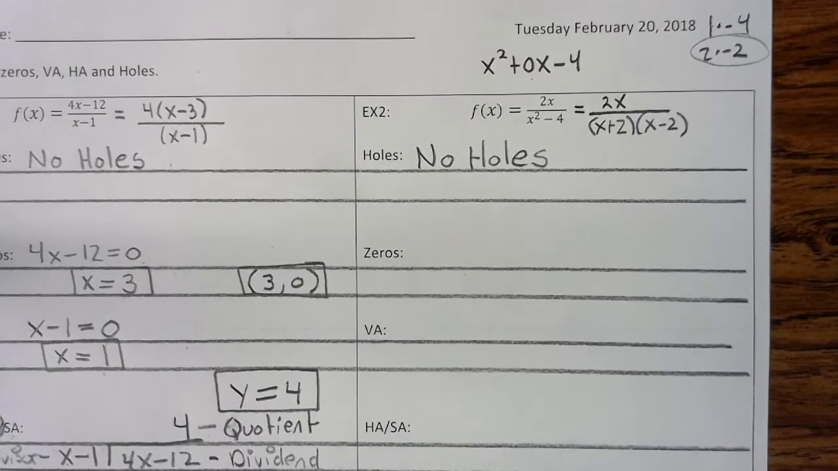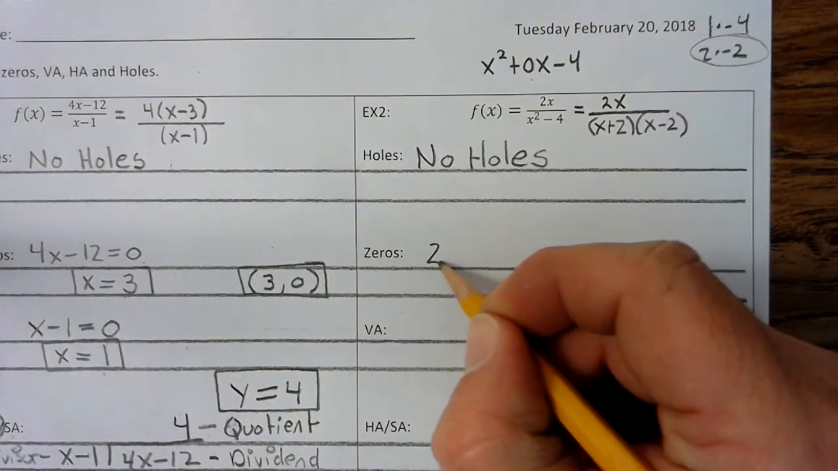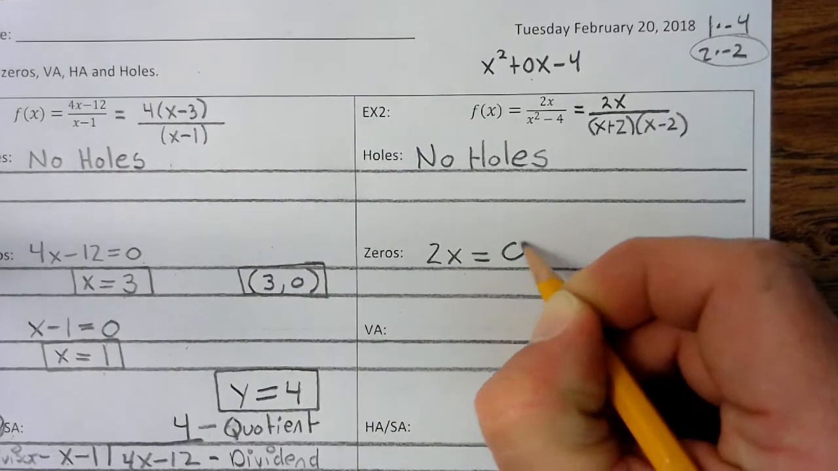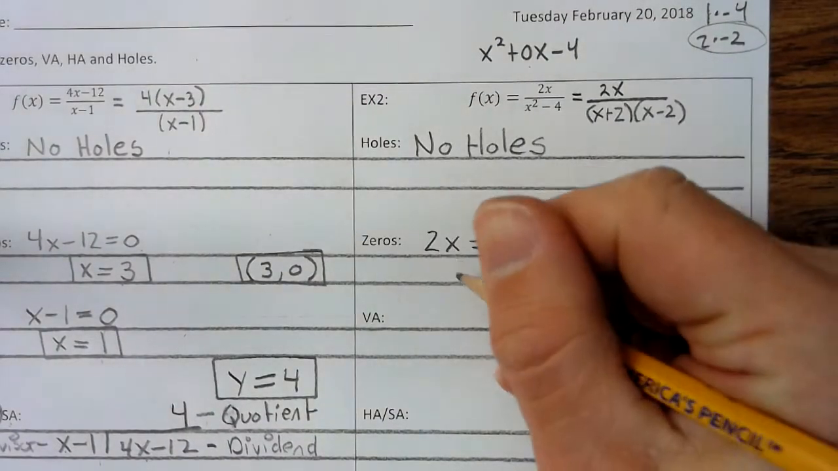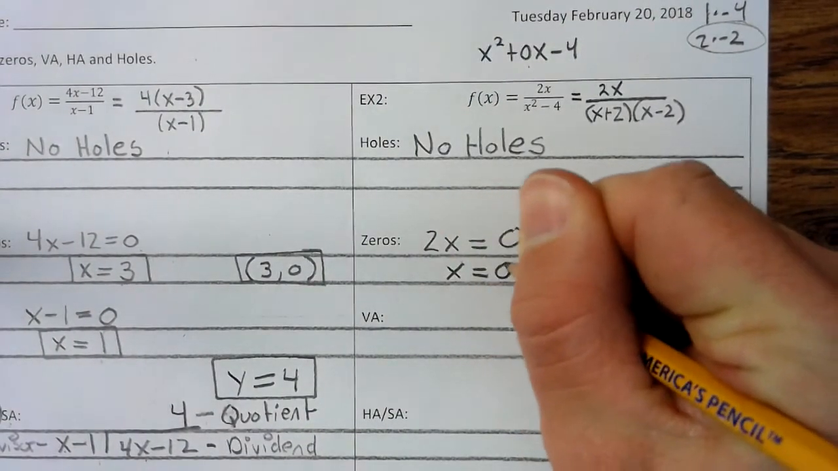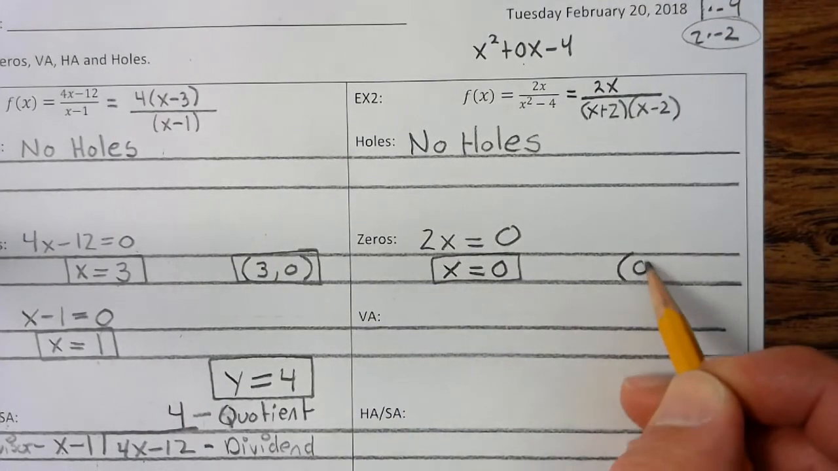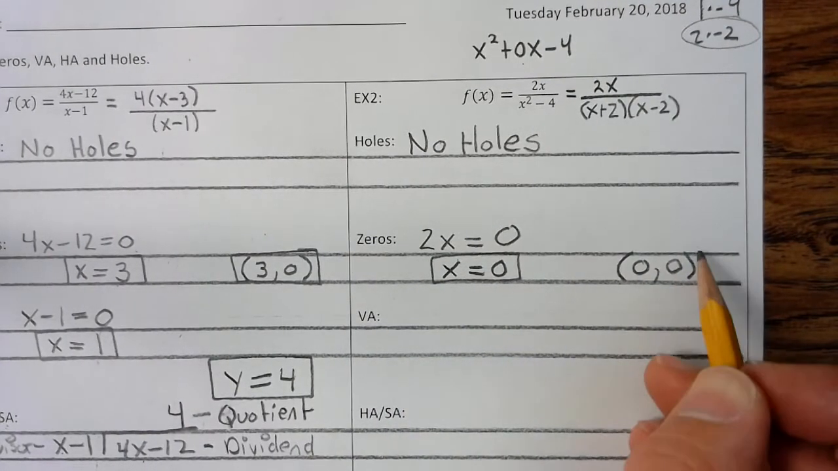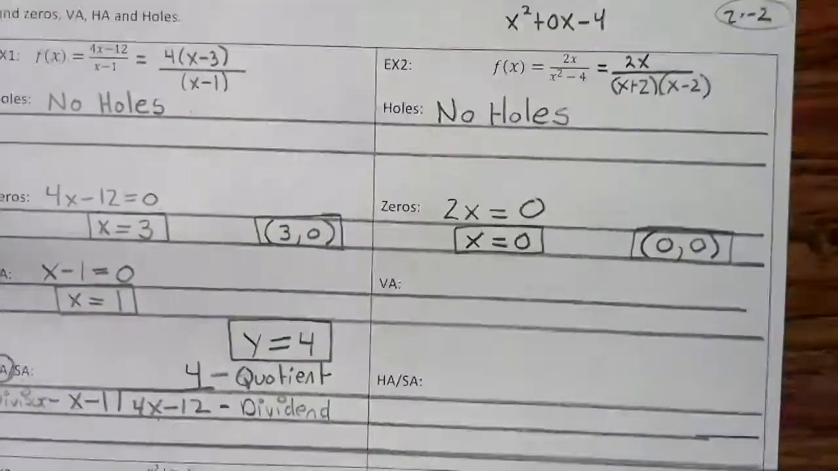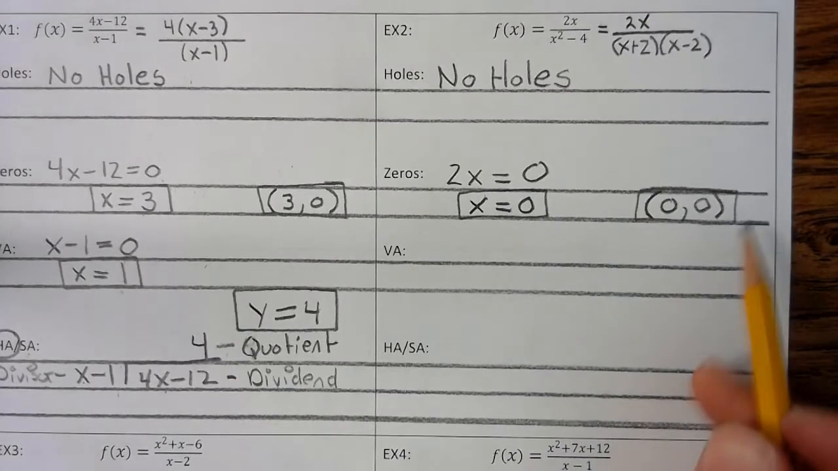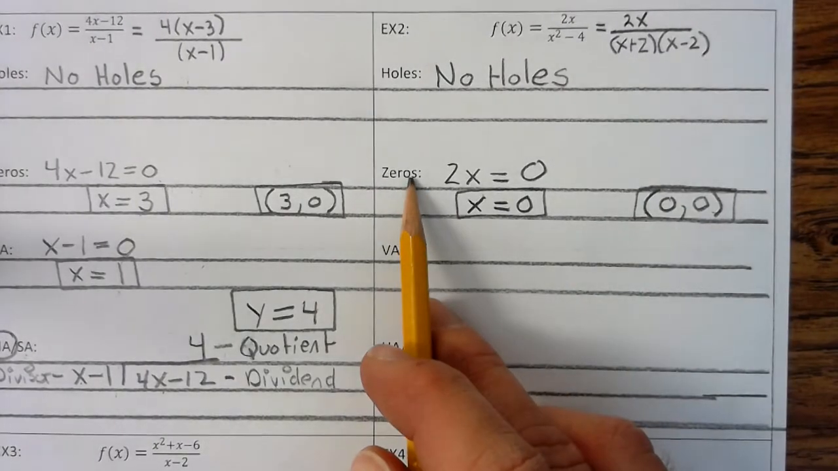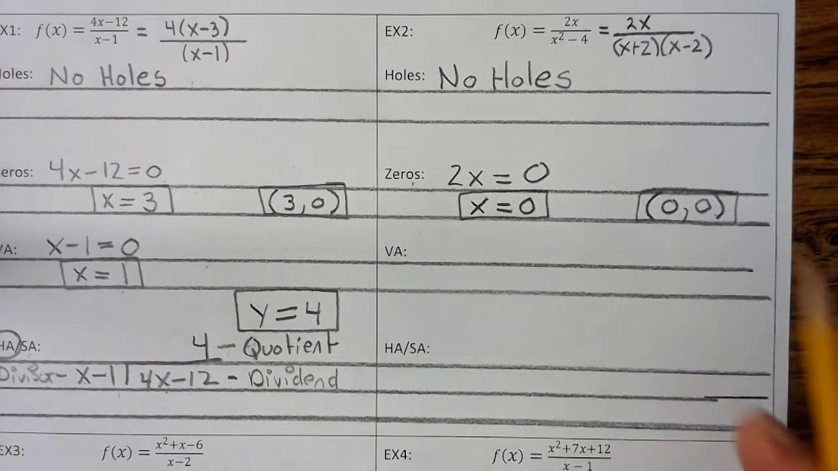Okay. So for the zeros, you set the numerator equal to 0. So 2x equals 0. So divide by 2, x equals 0. Now remember, you want to actually write that as a point, 0, 0. And it's the y value 0 because if it's a 0, it's an x-intercept, and for x-intercepts the y's are 0.